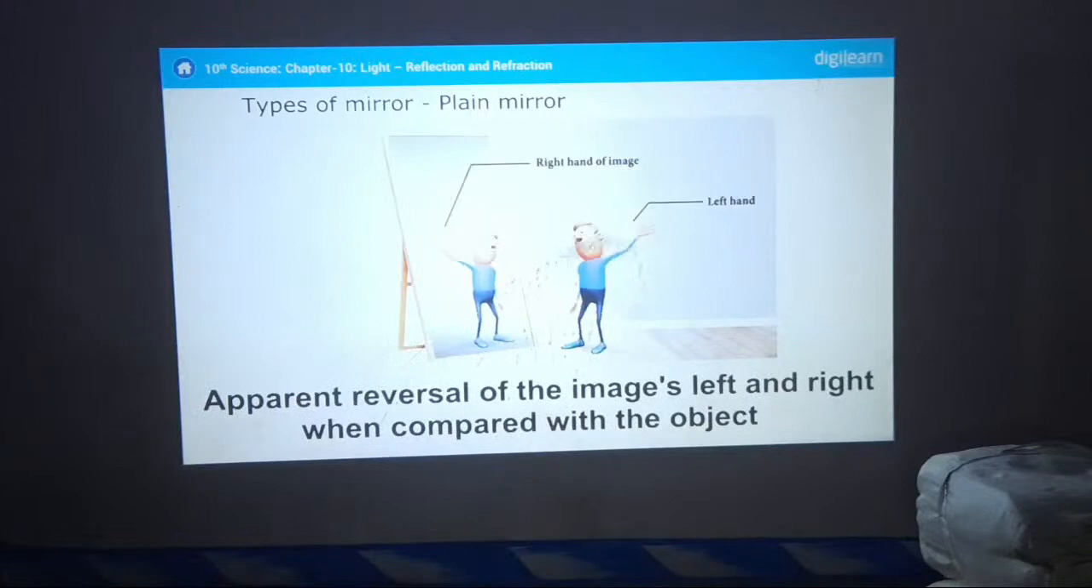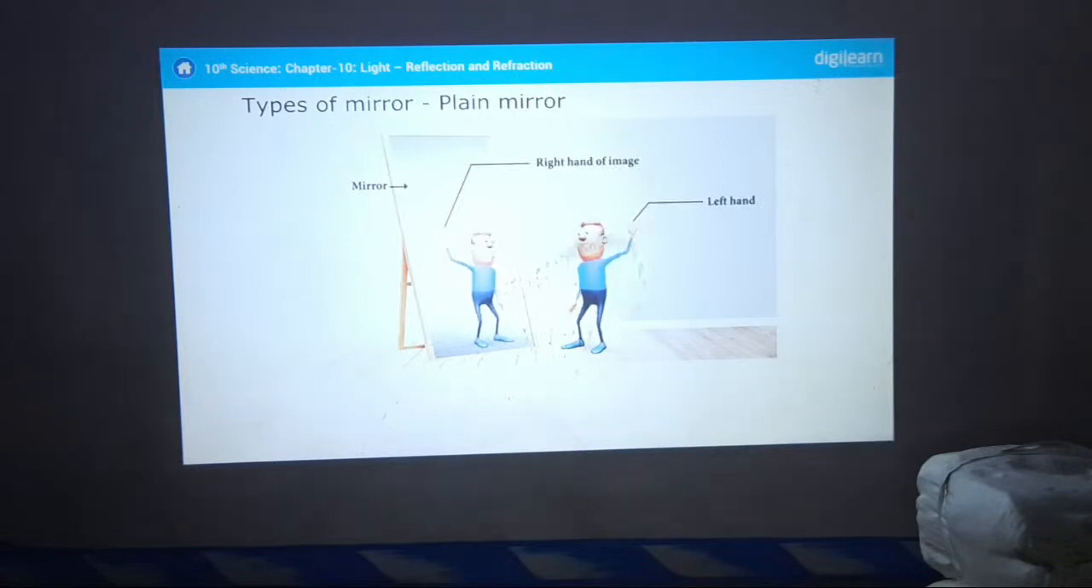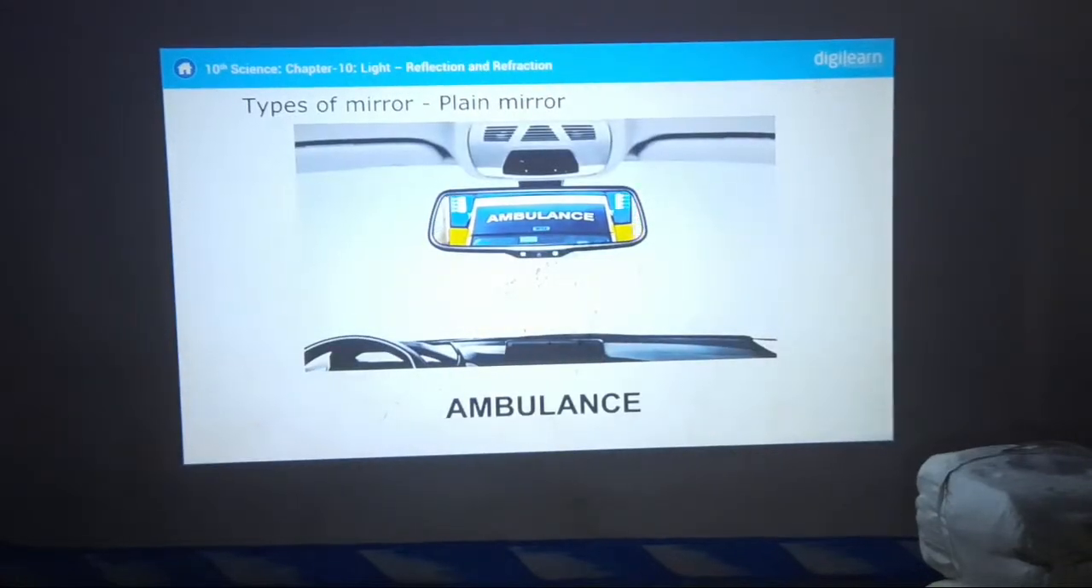Lateral inversion. Apparent reversal of the image left and right when compared with the object, that is, the sides of the object are reversed. Right becomes left and left becomes right. This is only in the direction perpendicular to the surface of the mirror. The word ambulance is painted left-right inverted on the vehicle. This will enable the driver of the vehicle ahead to read the word correctly and give way.